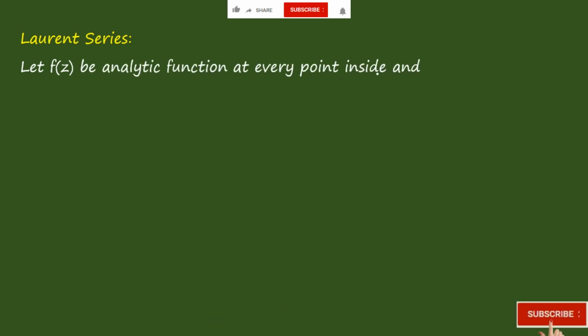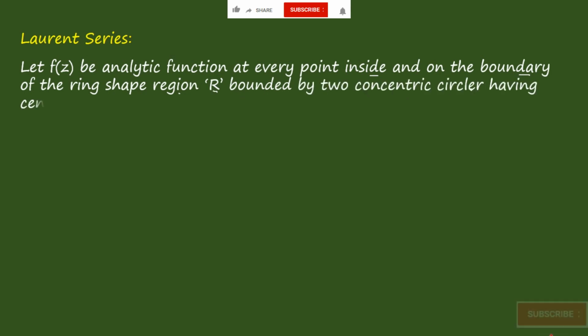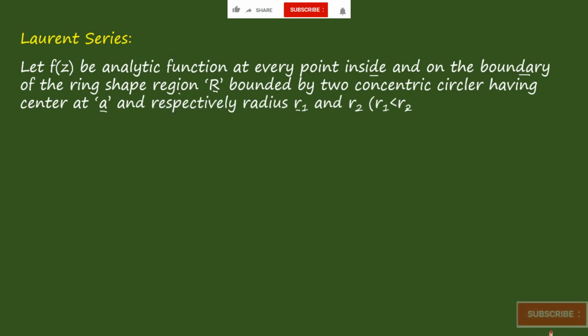Let us start now. The definition: let f of z be an analytic function at every point inside and on the boundaries of a ring-shaped region R bounded by two concentric circles having a center at a and respectively the radii R1 and R2, such that R1 is less than R2. Then for all values of z belonging to that particular region R.